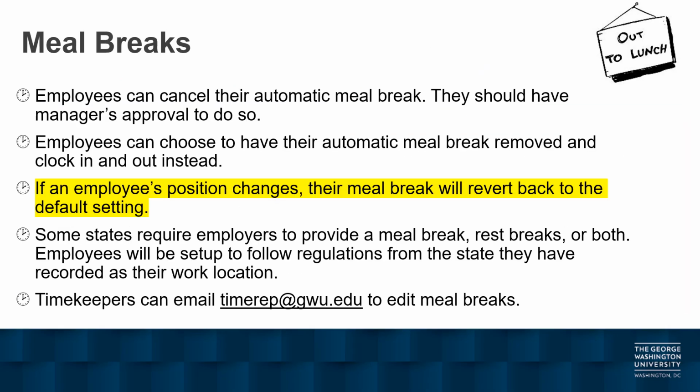Meal breaks. Employees can cancel their automatic meal break. They should have manager's approval to do so. Employees can choose to have their automatic meal break removed and clock in and out instead. If an employee's position changes, their meal break will revert back to the default setting. Some states require employers to provide a meal break, rest breaks, or both. Employees will be set up to follow regulations from the state they have recorded as their work location. And timekeepers can email timerep@gwu.edu to edit meal breaks.